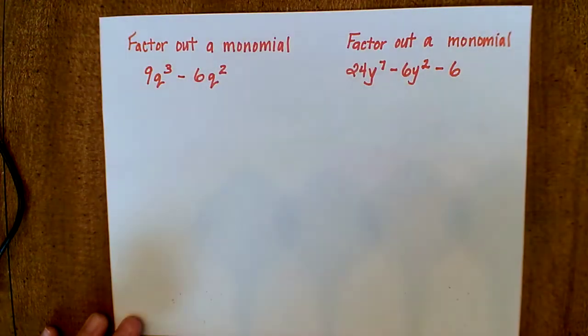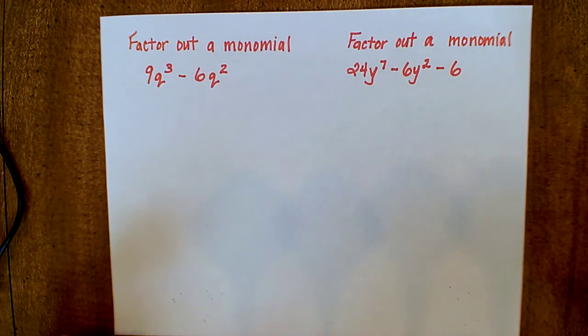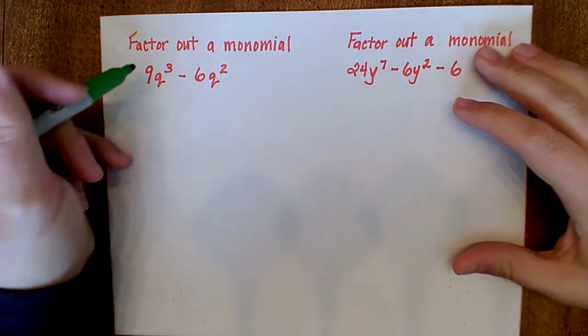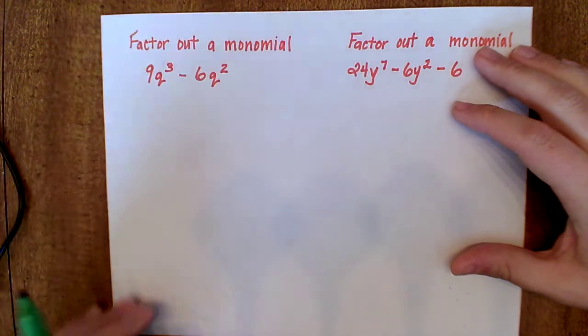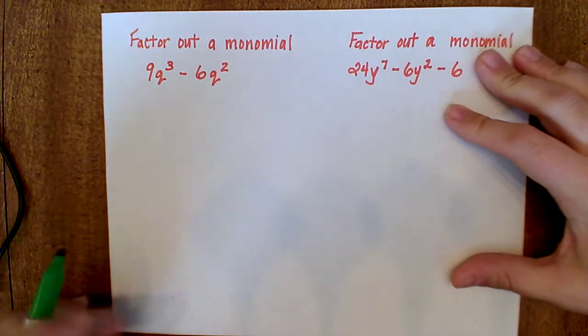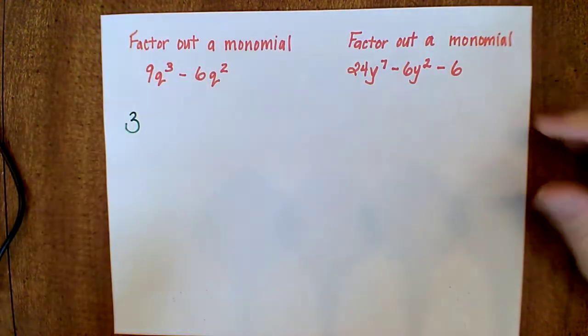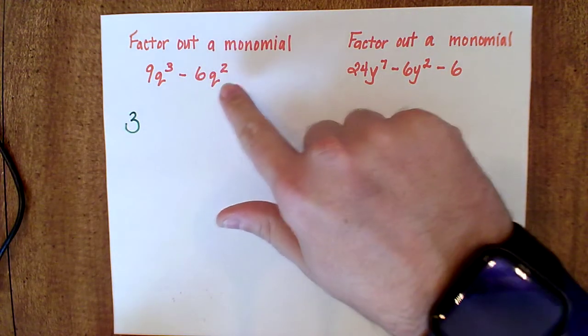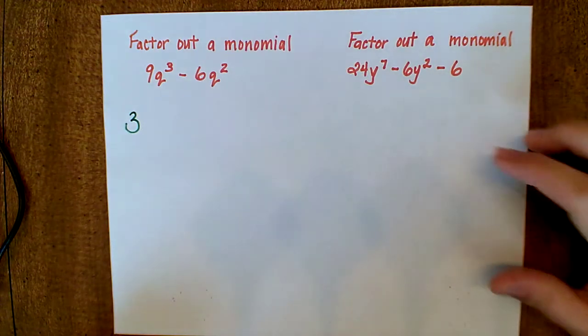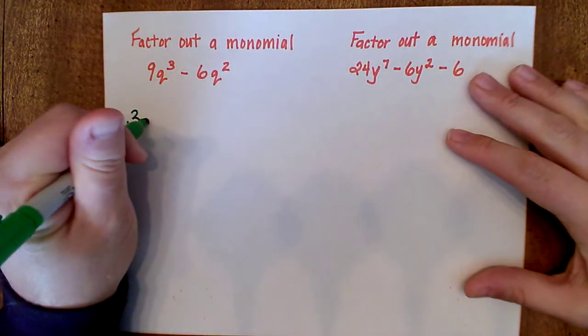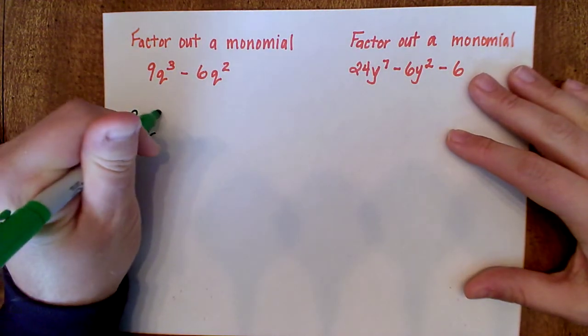Okay, so that's the basics of finding the greatest common factor. Now, what we do in Algebra 1 is factor these things. We can take that out of both of them. We can divide both of them by that. So we have 9 and 6. The biggest number that goes into 9 and 6 would be 3. We have q cubed and q squared. I want to take out the lower power, so that's q squared.